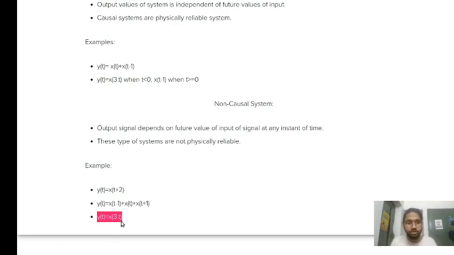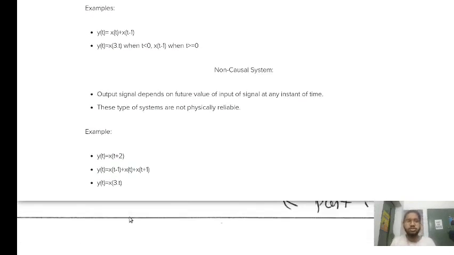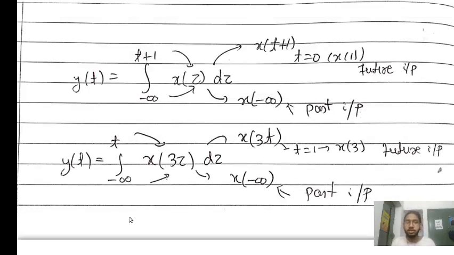The third example is y of t equals x of 3t. Let's take t equals 0: y of 0 equals x of 0. It depends on the present value of input. If we put t equals 1, y of 1 equals x of 3, so it is a non-causal system because it depends on the future value of input. So let's move ahead. This is the next example.